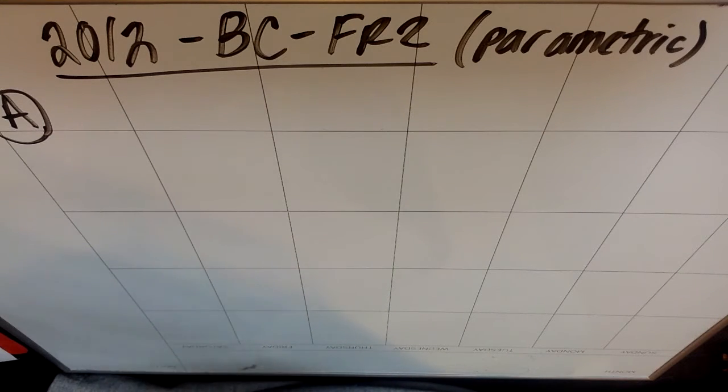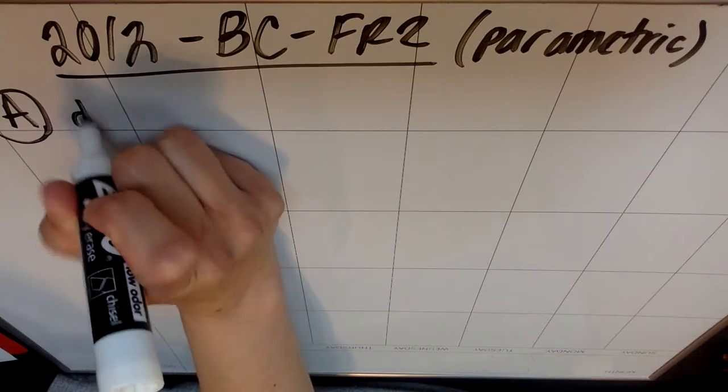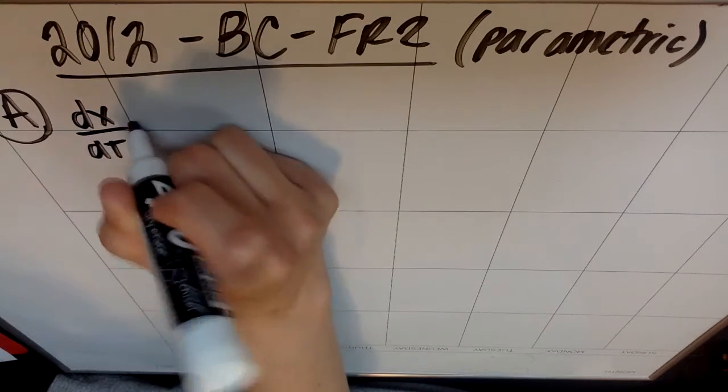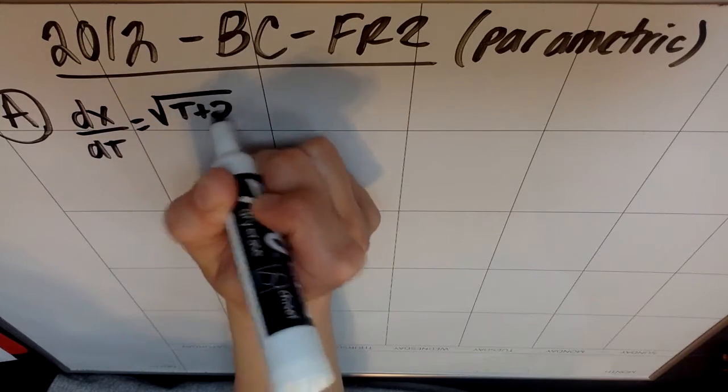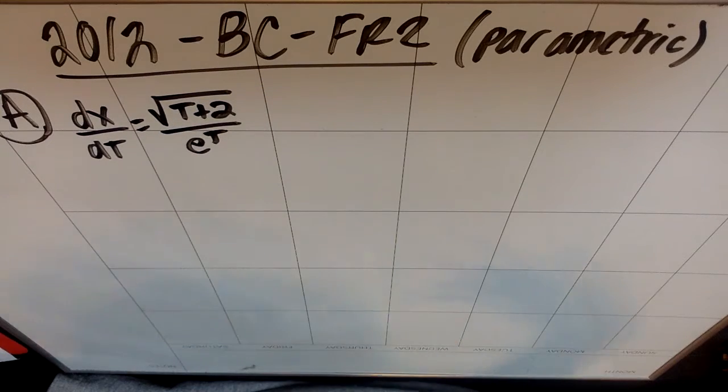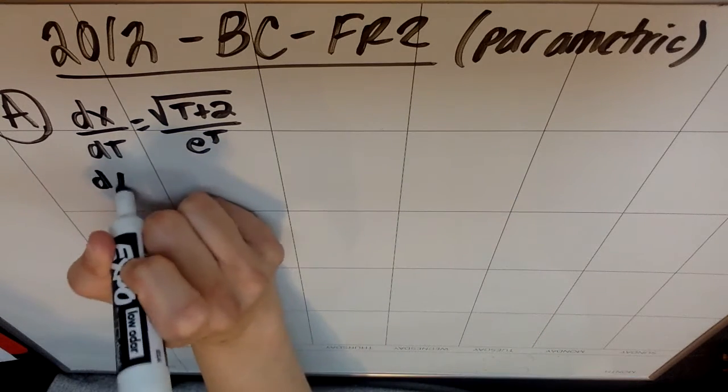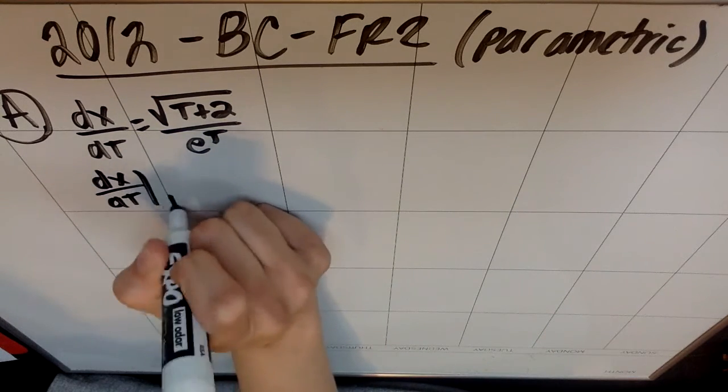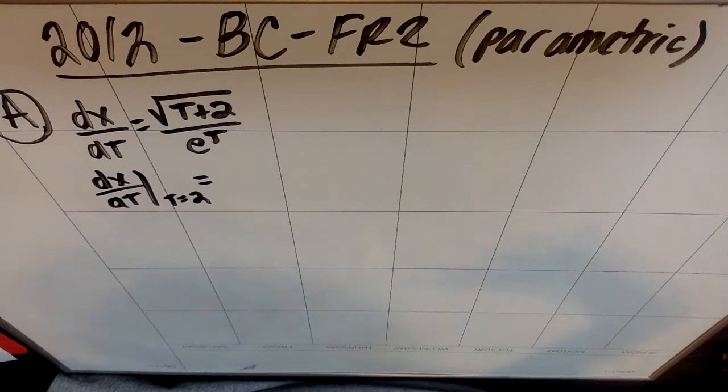The first thing they ask about is the horizontal movement of the particle. So dx/dt, which we were given to be the square root of t plus 2 over e to the t, represents the horizontal velocity. It's the change in x with respect to the change in time. So if we find dx/dt at t equals 2, the sign of this answer will tell us whether this particle is moving left or right.